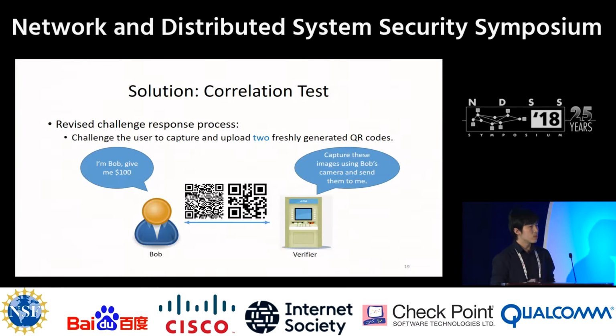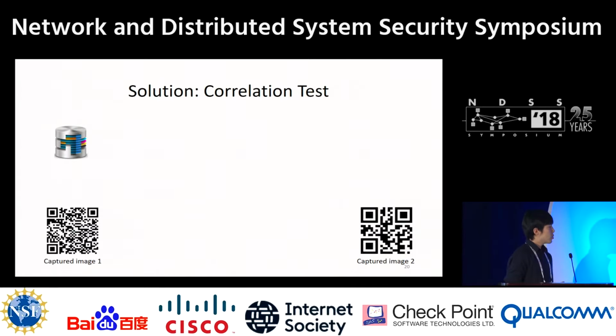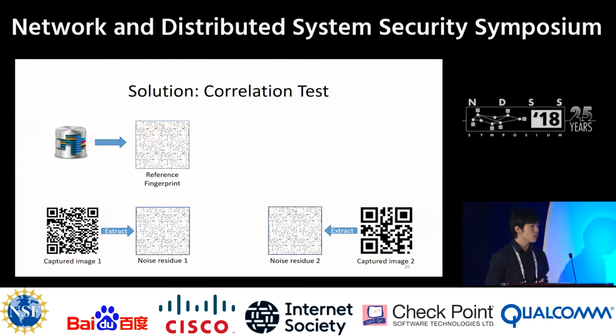So to defend against this attack, we proposed the so-called correlation test. We first revised the challenge response scheme by challenging the user to take the photo of two QR codes instead of one. And then we calculate the similarity between one of the noise residuals of an image and the reference fingerprint. And then we also calculate the similarity between the two noise residuals.